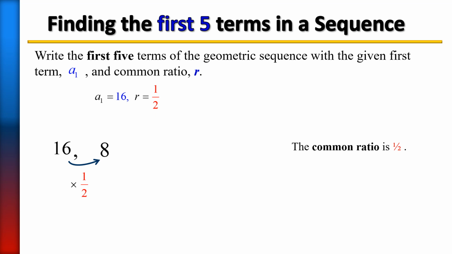And again, our common ratio is 1/2. So 8 divided by 2 is going to give us 4. To get our next term, that's 4 divided by 2, which is going to give us 2. And our last term there, because we're finding the first 5, 2 divided by 2 gives us 1. And there you have it, the first 5 terms of the geometric sequence, with the first term being 16 and the common ratio of 1/2.